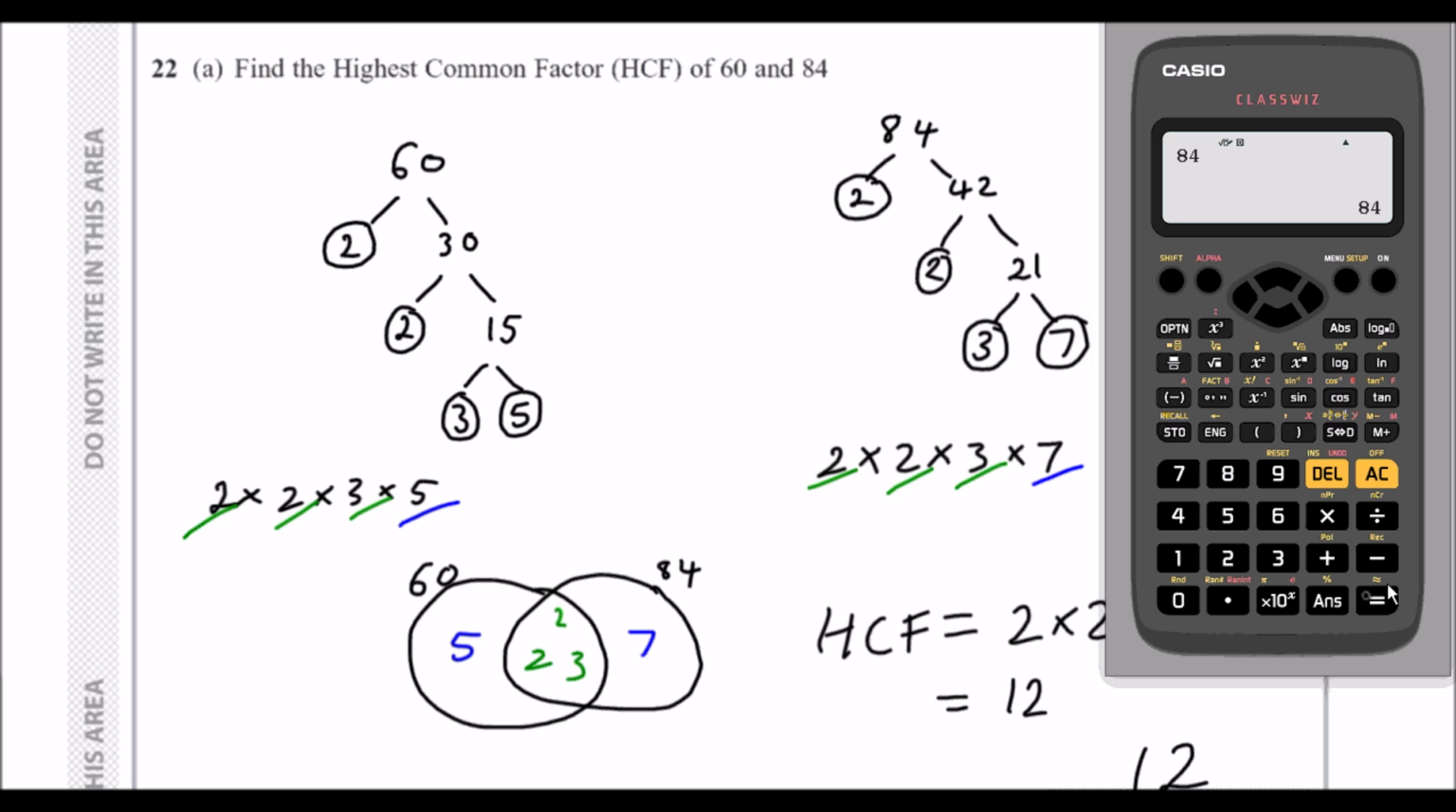And the same for 84: 2 squared times 3 times 7. So if this does come up in a calculator exam, you do have that option of skipping this step of doing a factor tree and writing the product of its prime factors down straight away from the calculator.